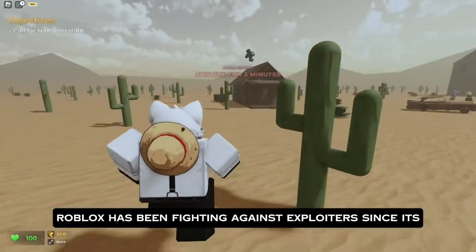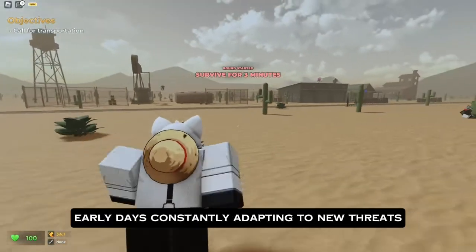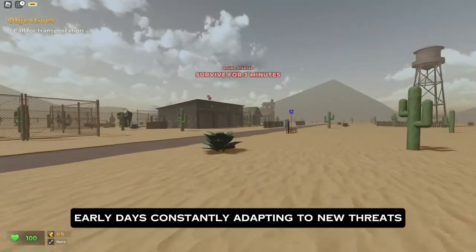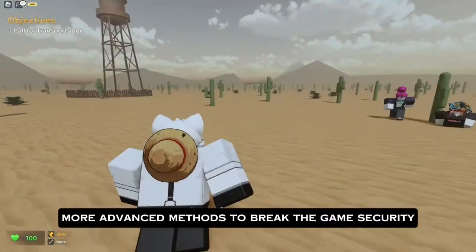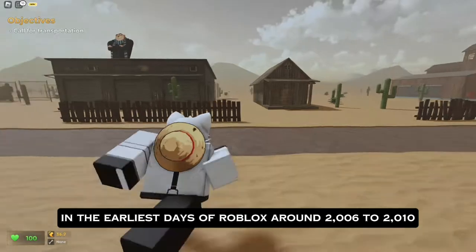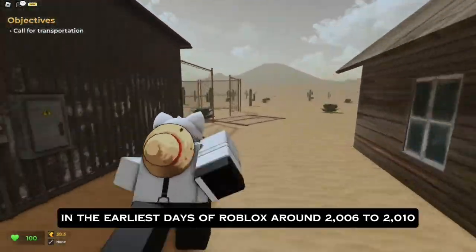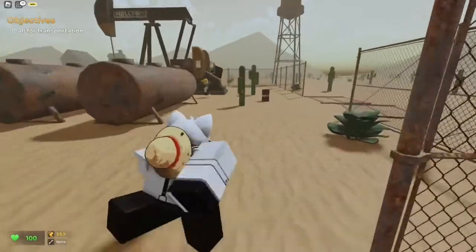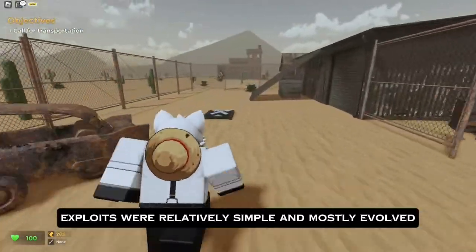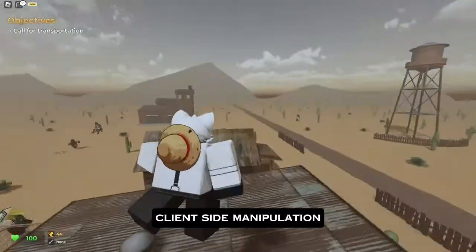Roblox has been fighting against exploiters since its early days, constantly adapting to new threats, as hackers and scripters developed more advanced methods to break the game's security. In the earliest days of Roblox, around 2006 to 2010, exploits were relatively simple and mostly involved client-side manipulation.